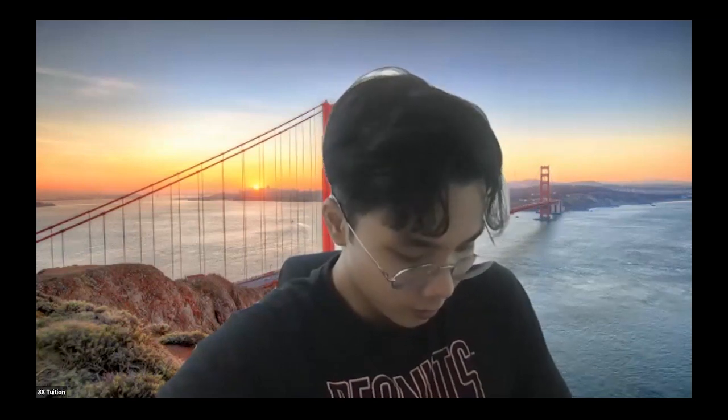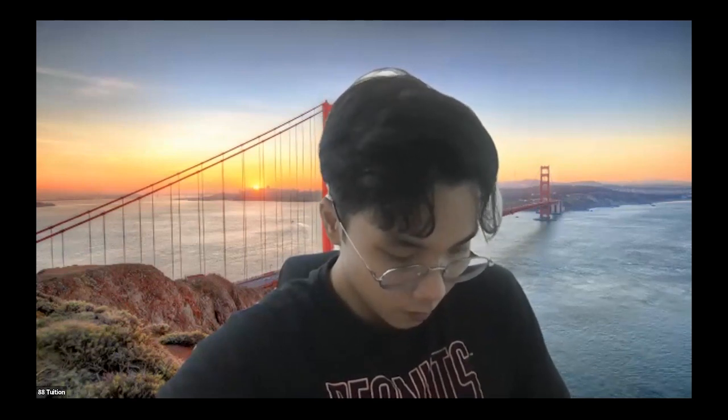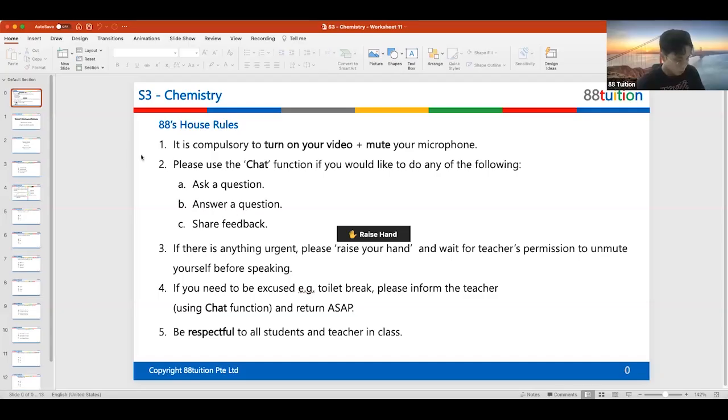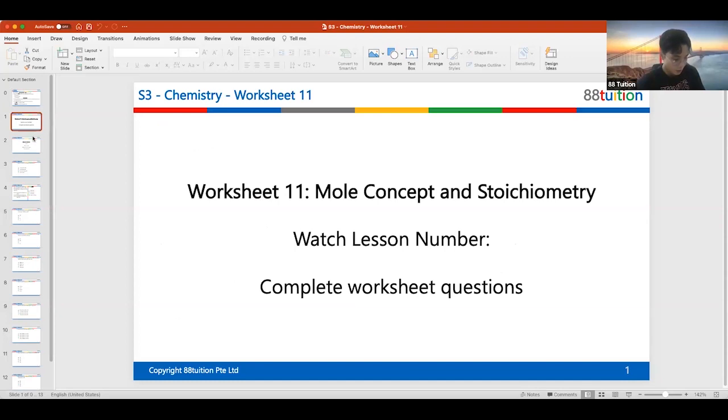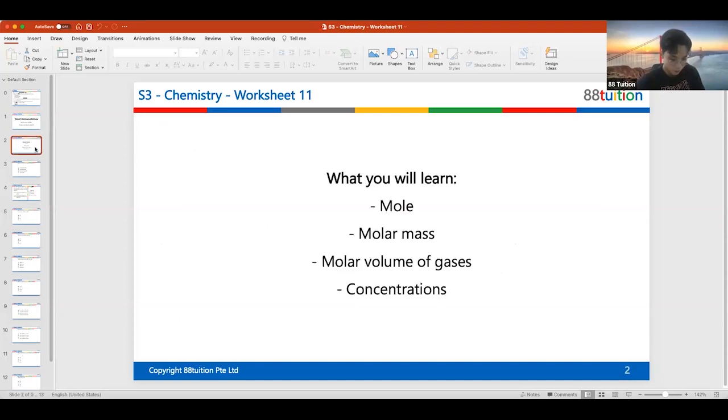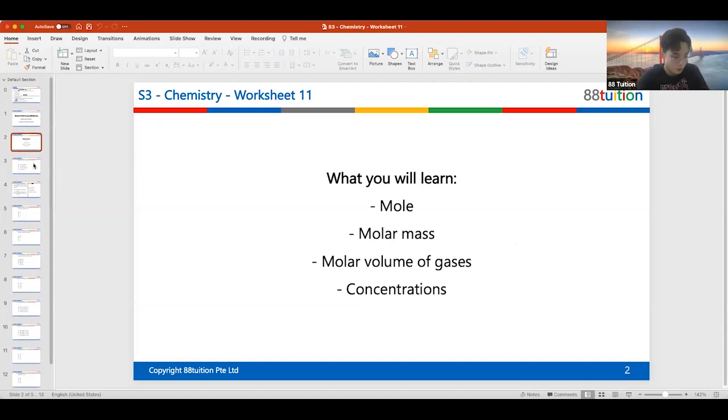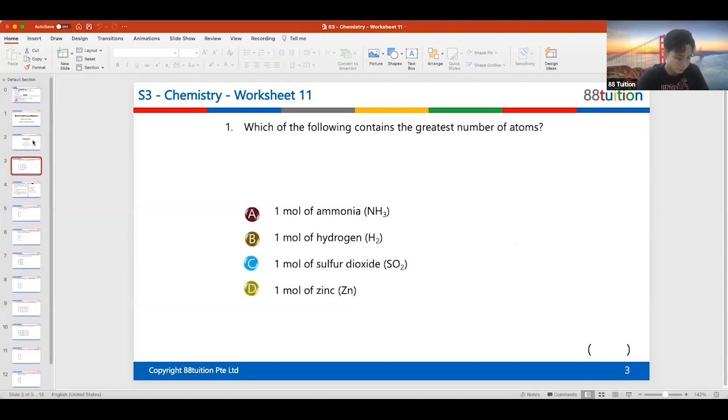So today's worksheet, there is quite a lot of questions to go through, 10 MCQ questions, and we'll go through them together, all right? So, like what I mentioned earlier, four main concepts that you should take away from today's lesson: mole, molar mass, molar volume, and concentration, okay? Okay, so let's do the first question. Which of the following contains the greatest number of atoms? Okay.